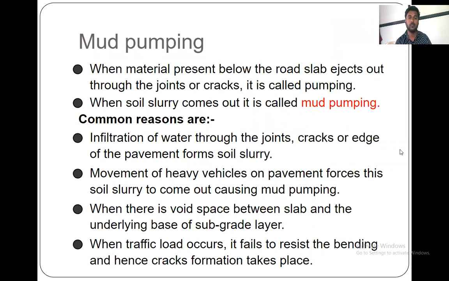Then the mud pumping. Mud pumping is when the material present below the road slab ejects out through the joints. Whatever mud material is there gets ejected out through the joints that we have provided on the pavement. It is called pumping. When the slurry of the soil comes out, it is known as mud pumping.